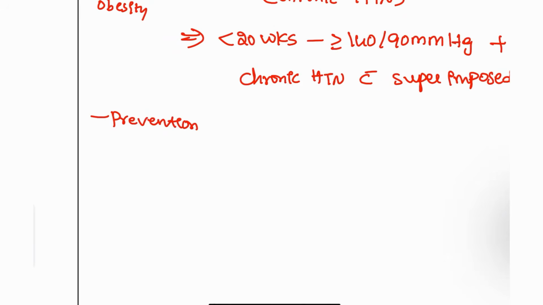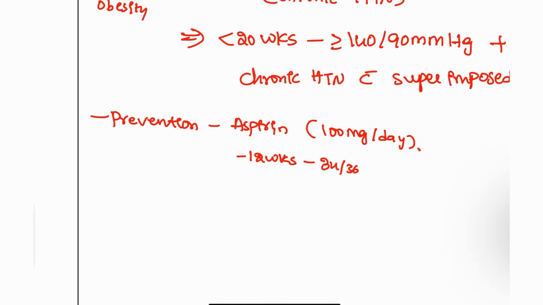The prevention is aspirin. Okay, the oral aspirin can be given for this patient. The prophylactic dose will be around 100 mg per day. This is the prophylactic dose we can give. So you can start at 12 weeks of the pregnancy, and continue up to the 34 to 36 weeks of the pregnancy. Right? This is the first thing that we are going to do.